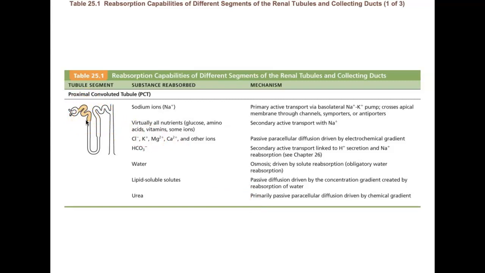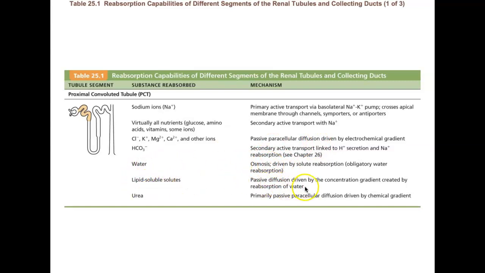So let's take a look at, for example, sodium. Sodium is going to be primarily actively transported via the basolateral sodium-potassium pump, as you recall, and you have also channel proteins, symporters and antiporters. The nutrients such as glucose, amino acids, vitamins, they're going to be transported via secondary active transport with the sodium. When you're dealing with chloride, potassium, calcium, these are going to be passive, paracellular diffusion. Water is by osmosis, of course.